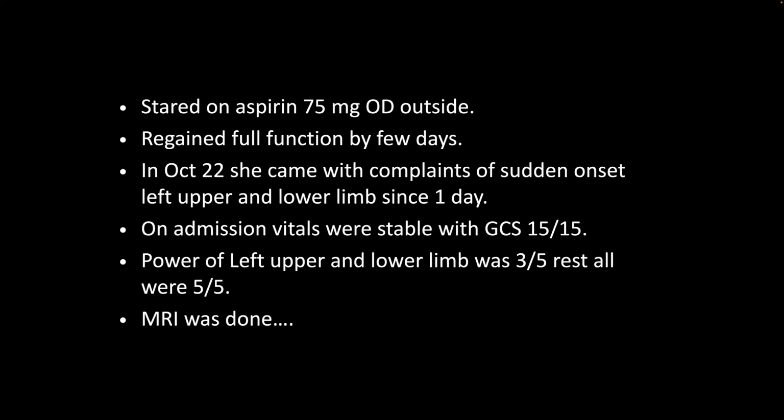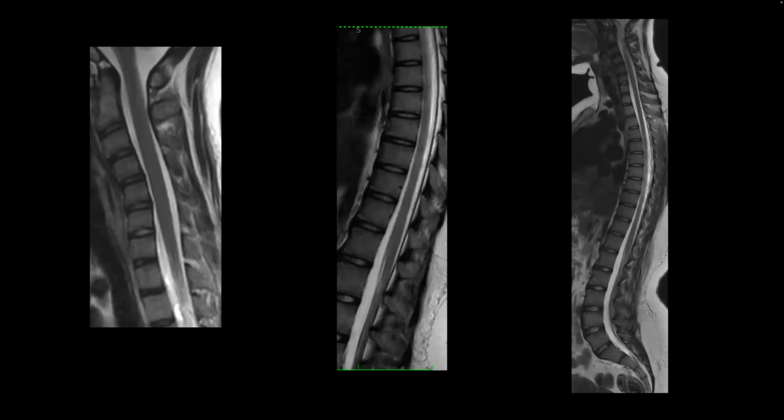So after that, sir, she was started on aspirin outside, and regained full function of the right foot within a few days. Later on, the child was lost to follow up, and then came in October again with complaints of sudden onset left upper limb and lower limb weakness since Monday. On admission, her vitals were stable. GCS was 15/15. The power of left upper limb and lower limb was 3/5. Rest was normal, sir. So this time when we went ahead with MRI, we had a different picture.